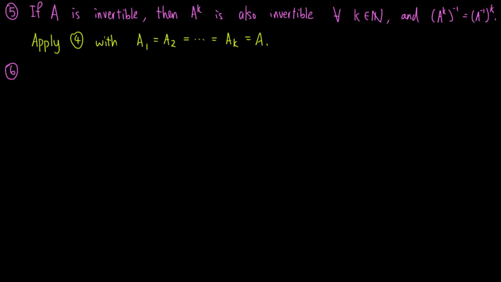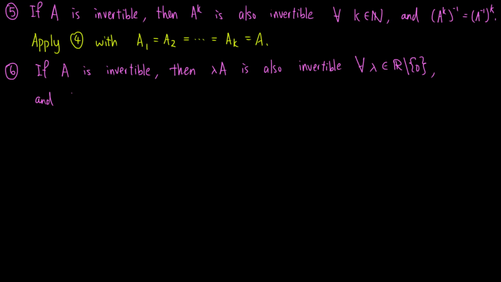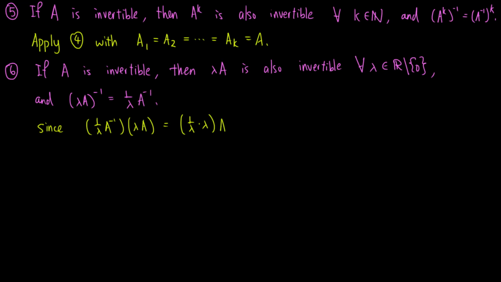The sixth property is that if A is invertible, then lambda times A is also invertible for all non-zero real numbers lambda, and the inverse of lambda times A equals 1 over lambda times A inverse. We can check this from the definition. (1 over lambda times A inverse) times (lambda times A). We can take out the scalars to the left to get (1 over lambda times lambda) times A inverse times A. Since 1 over lambda times lambda equals 1 and A inverse times A equals I, we have 1 times I, which is just I.